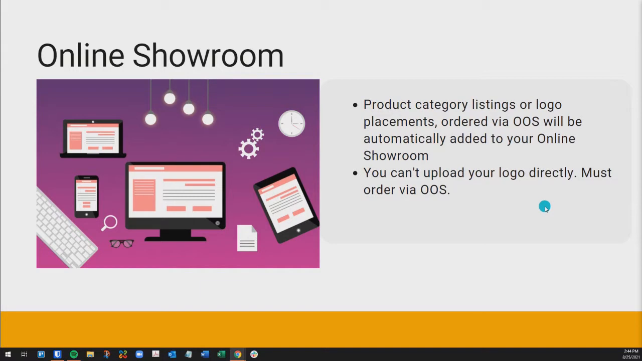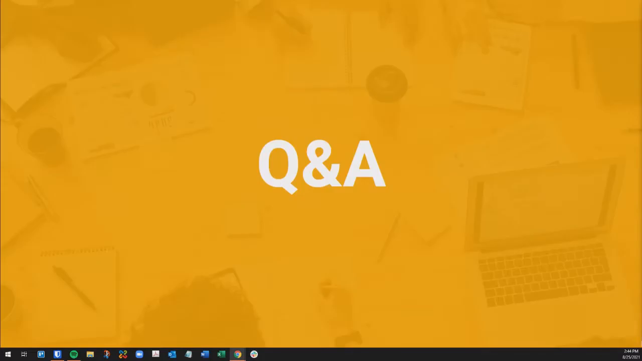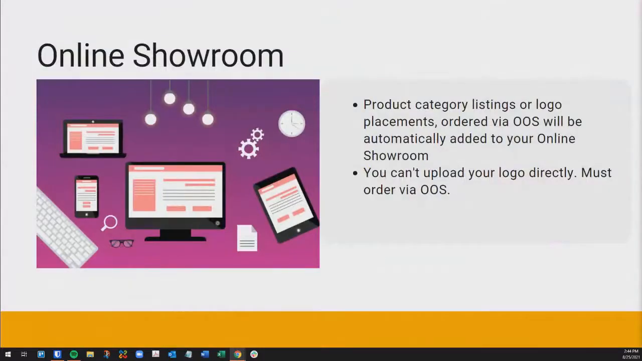One very important part is that product category listings and logo placements that you order via the OOS will automatically be added to your online showroom. They are linked and synced together. You can't upload your logo directly, and you'll see why I have to mention this. So let's get to it. Sorry about that. All right, and in this portion, I will continue to use the MEDICA site as well.